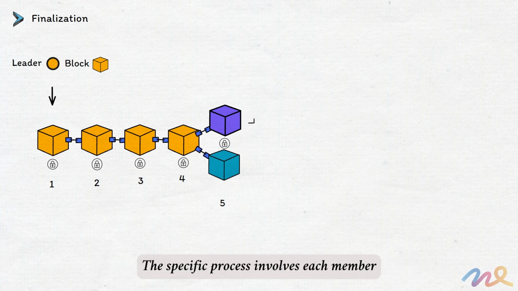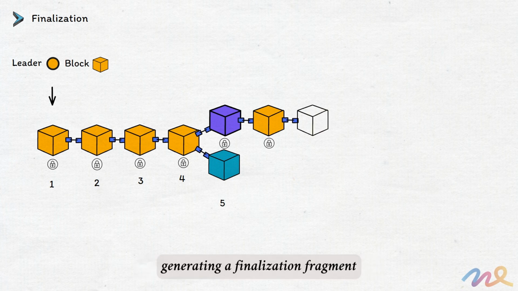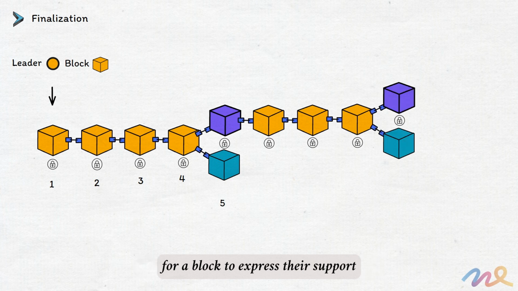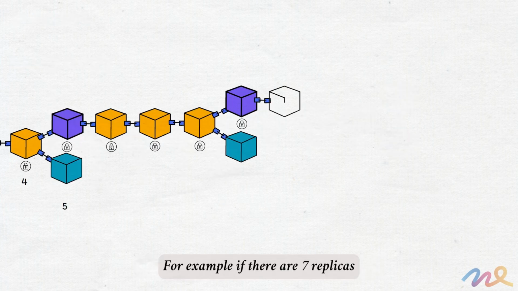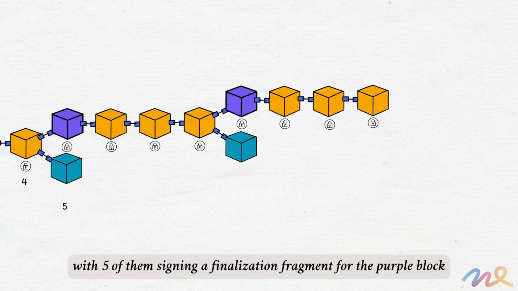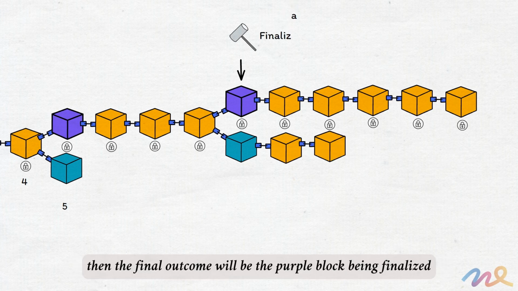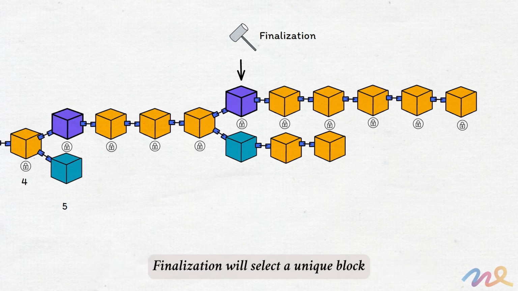This specific process involves each member signing a unique block they have notarized, generating a finalization fragment. Replicas broadcast a finalization fragment for a block to express their support. For example, if there are 7 replicas, with 5 of them signing a finalization fragment for the purple block and 2 replicas signing for the blue block, then the final outcome will be the purple block being finalized. Finalization will select a unique block, eliminating any fork scenario.